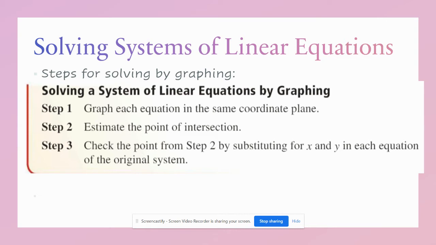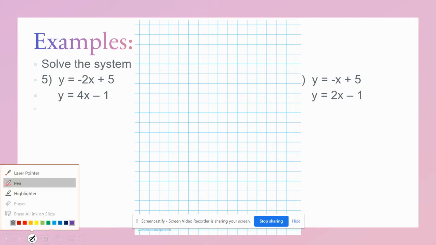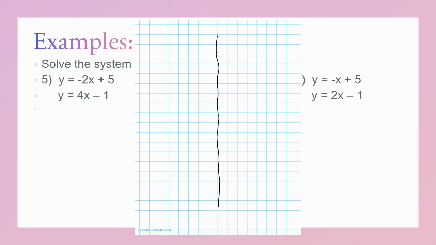Pause the video and jot down these steps for solving by graphing. Starting with example 5, we have both of these in y equals mx plus b form, so they're already in slope-intercept form. I'm going to make a graph here. Sorry, it's not terribly straight.